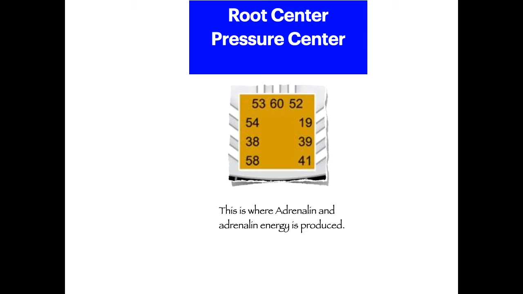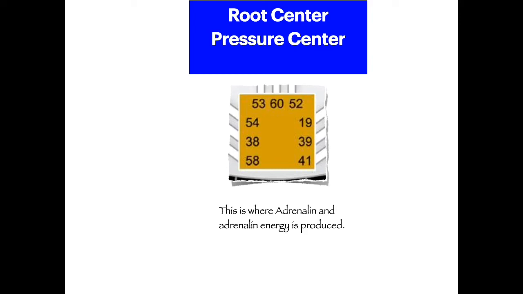So the energy of the root center is all about adrenaline energy. It's where it's produced. Everything that comes with a root center is all about a pulse energy. So when you have a defined root, you have a pulse. And what that means is that there's a time when it's almost like a switch is flicked on, when the pulse is on, and when the pulse is off, the switch flicks off.